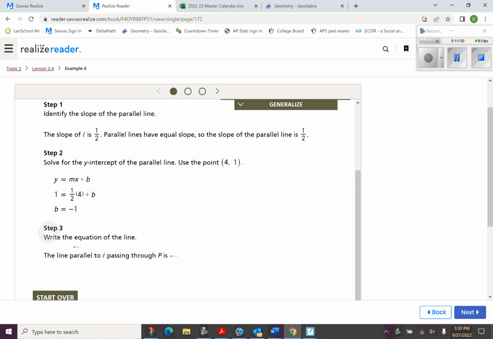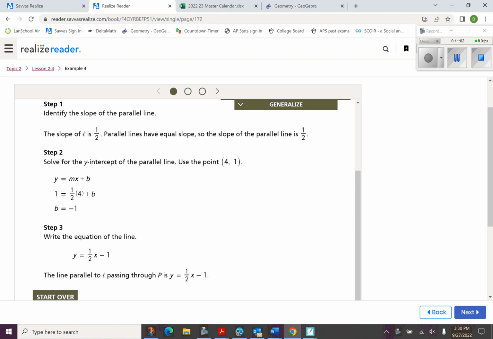Or you can do the cheater's way of doing that. I'm sorry, I'm being a bit facetious here. Yes, you could use y equals mx plus b. Substitute 4 in place of x, 1 in place of y, and 1/2 in place of m, and then we can solve it for b. Once we have the value for b, then we can use that to write the equation.